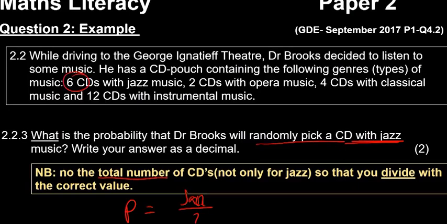Add these values up. Some of you fall under the trap of just saying 1 out of 6 because there are 6 CDs on jazz. No, no, no. You need to add all the CDs, and that 6 of yours is going to come up there. Be careful with that one.